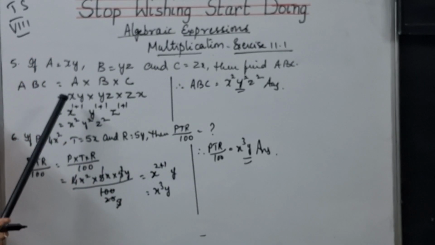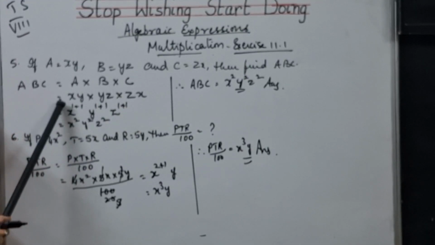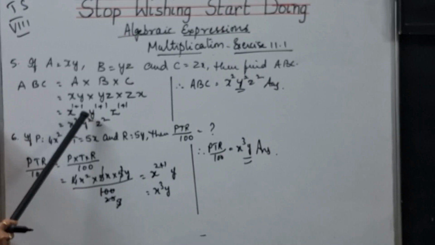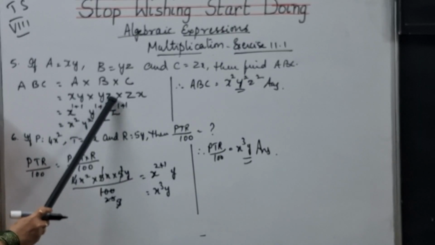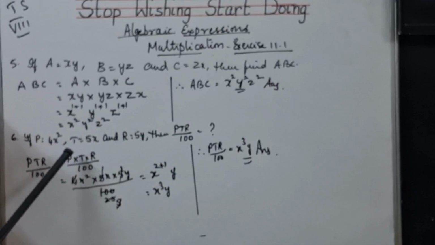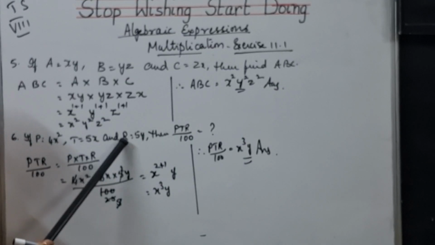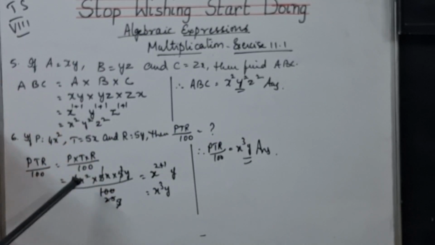A into B into C I have multiplied. A value, B value, C value. X: 1 plus 1, Y: 1 plus 1, Z: 1 plus 1. So x square, y square, z square we have got. Similarly, P is 4x square, T is 5x, R is 5y, then PTR by 100.